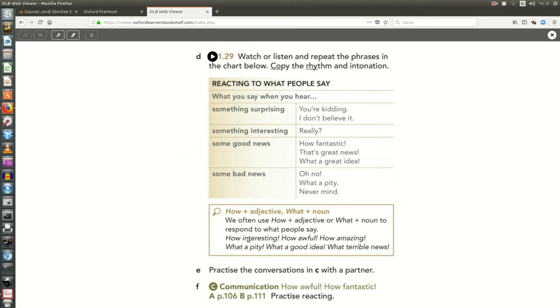Okay, so we are adding an adjective after how. Or we can use what a pity, right? But then we're using a noun after what. So what a pity, what a good idea, what terrible news. Notice that we use a if we are using a countable singular noun, but if we are using an uncountable noun, we don't use any determiner.